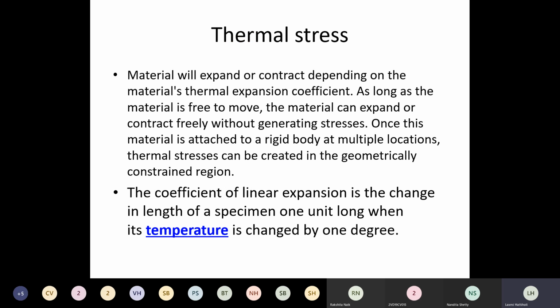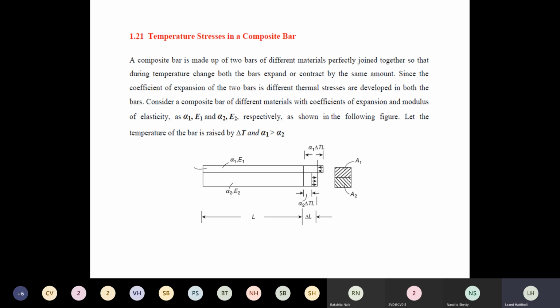Okay. Let me take a brief brush up of thermal stresses which we learnt in yesterday's class. Thermal stress: a material will expand or contract depending on its coefficient of linear expansion. If it is not free to move, if you have put some restriction or a fixed support, then thermal stresses start developing, right? We have also studied temperature stress on a composite bar, right? Hope you remember this diagram.